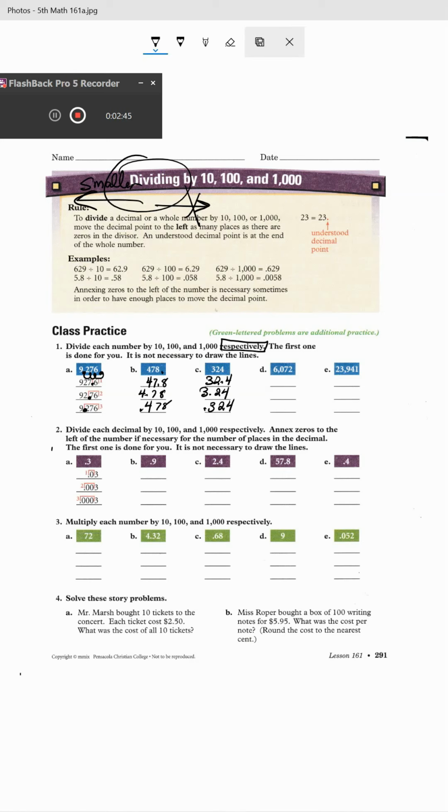So divide by 10, move the decimal over once. Divide by 100, move the decimal over twice. And we're basing it on how many zeros. Divide by 1,000, 1,000 has 3 zeros, move it over 3 places. 6,072 becomes 607.2, and 60.72, and 6.072.